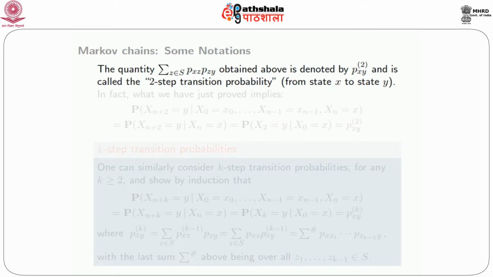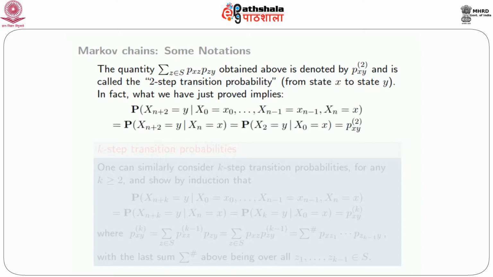Now remember what we have just proved, namely this fact. We started with the conditional probability that Xn plus 2 equals y given the entire history up to n, but at the end the expression that we got, if you look at it closely, is Pxz times Pzy summed over z in S, which means ultimately it depends only on x and y and not even on n. So that is what is captured in this last equality. So what we have proved gives us this: the time-homogeneous Markov property is retained even when we consider two-step transitions.